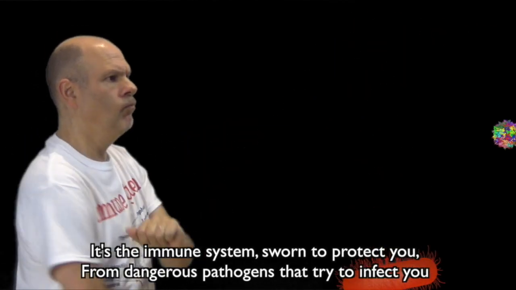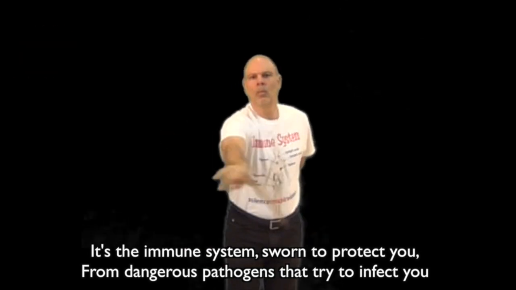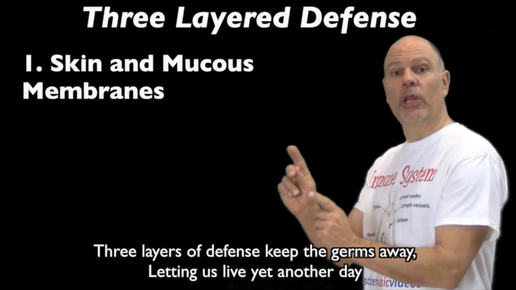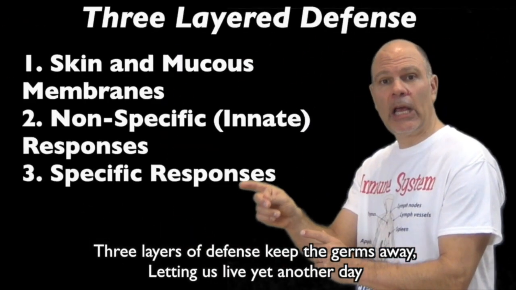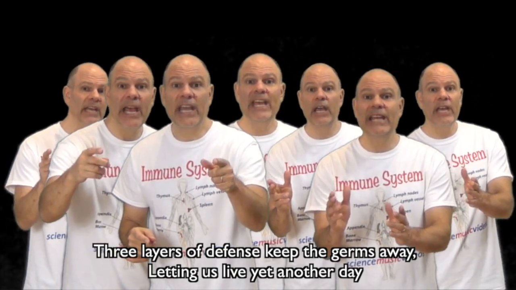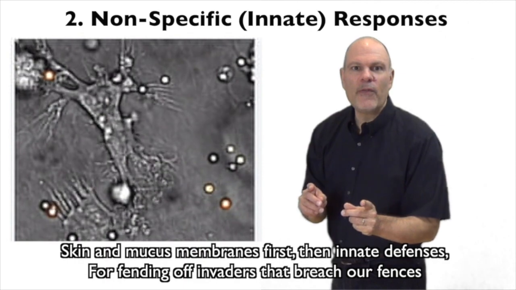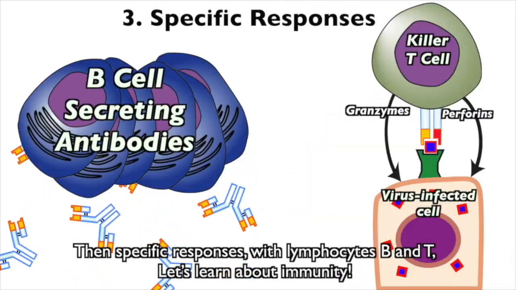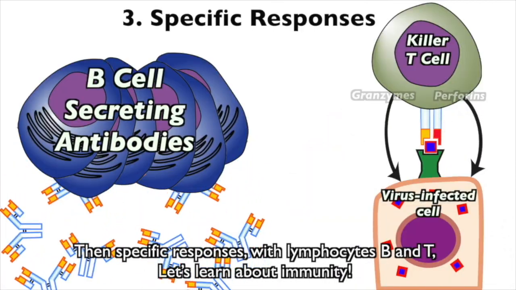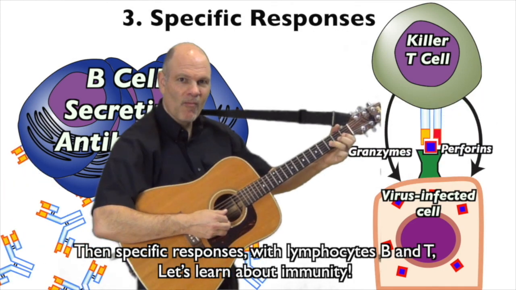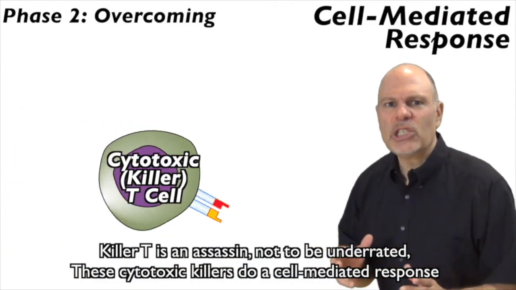It's the immune system, sworn to protect you from dangerous pathogens that try to infect you. 3 layers of defense keep the germs away, letting us live yet another day. Skin and mucous membranes first, then innate defenses for fending off invaders that breach our fences. Then specific responses with lymphocytes B and T. Let's learn about immunity. Killer T is an assassin, not to be underrated.